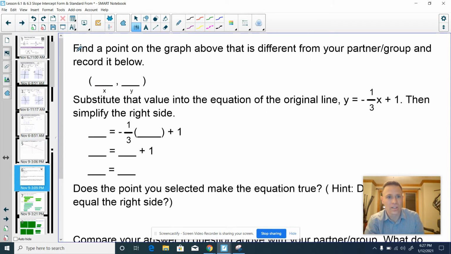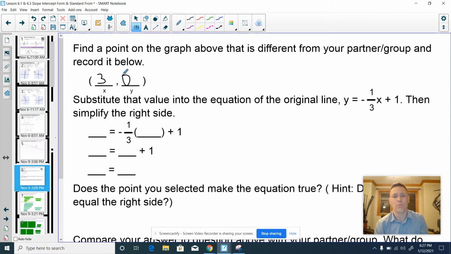It says find a point on the graph above, this would be on the other page, that is different from your partner. This is something we would normally do in an activity, okay? And the point that I chose is (3, 0). Now here's what we're going to do. We're going to substitute this point that was on the line. By the way, this is not a y-intercept. It's some other point. It happens to be an x-intercept, but it doesn't matter. Substitute that value into the equation of the original line, y equals -1/3 x plus 1. Then simplify the right-hand side.